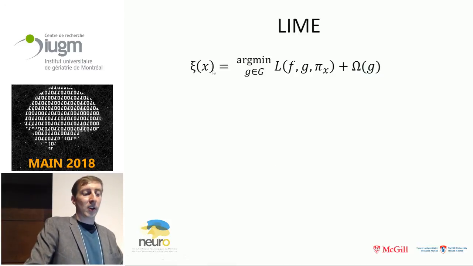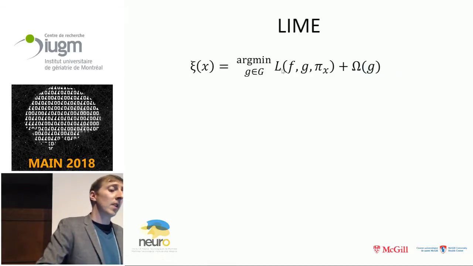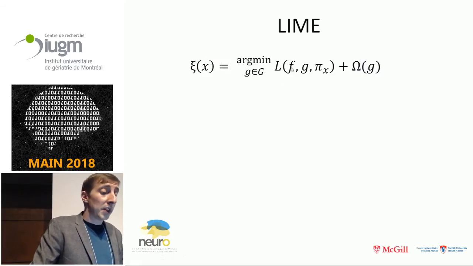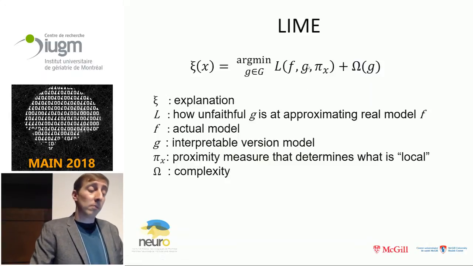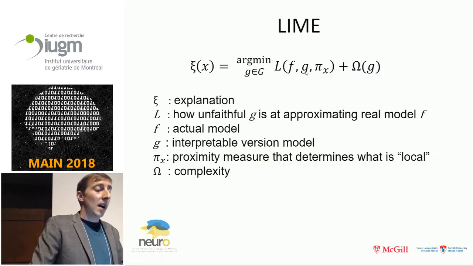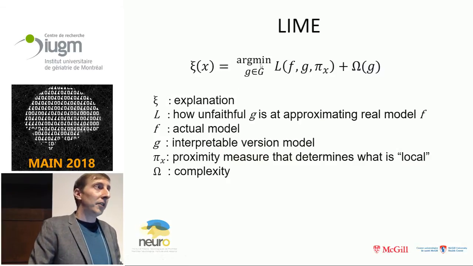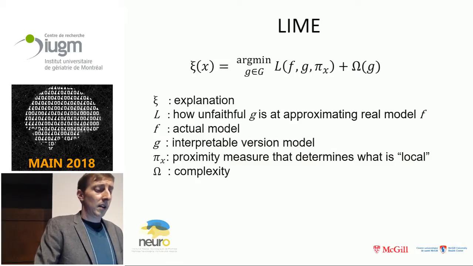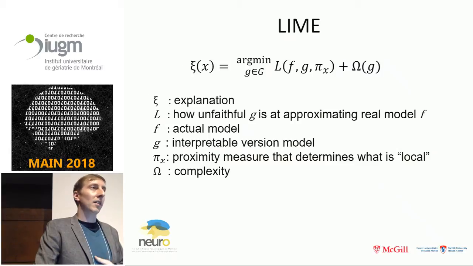So the explanation function, they pose as an optimization problem where you've got some loss function between the real model F that you've trained and some interpretable version of the real model, and we're going to search a space of interpretable models, however you want to define them. They give the examples of linear functions and decision trees, because with decision trees you test one variable, go this way, test one. Okay, you can decide what was important because you know what the tests were.